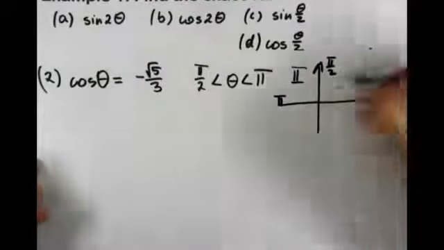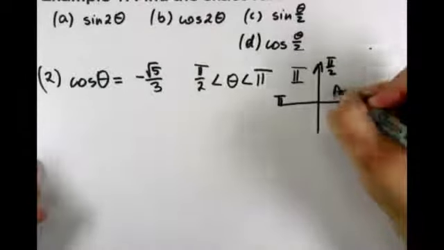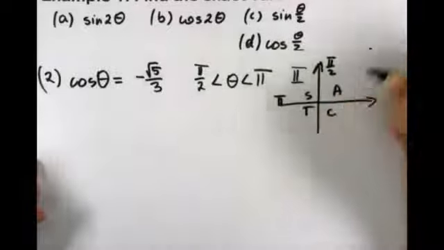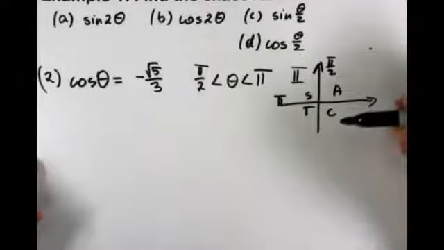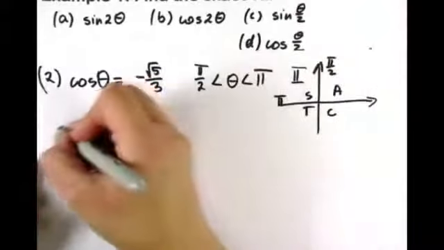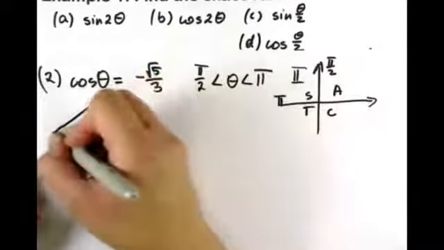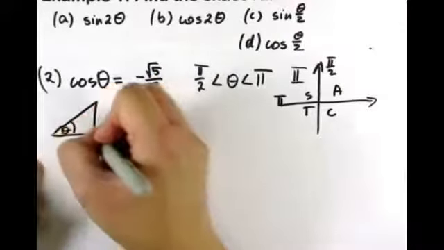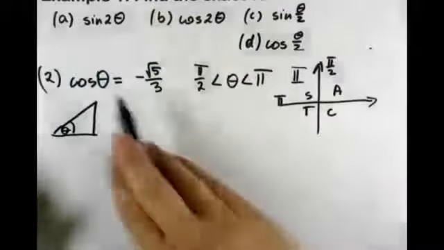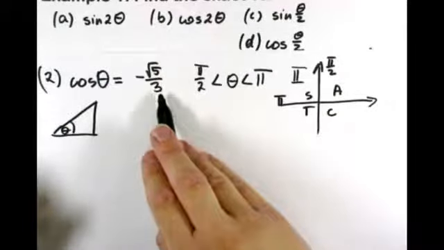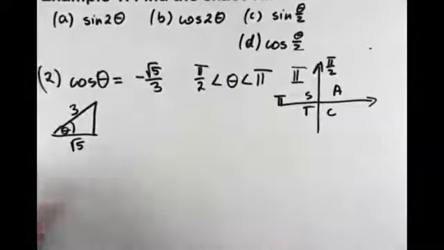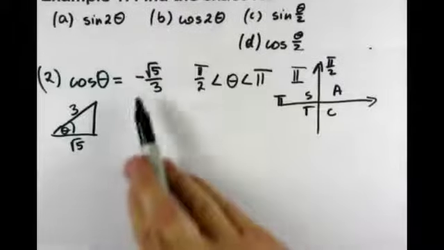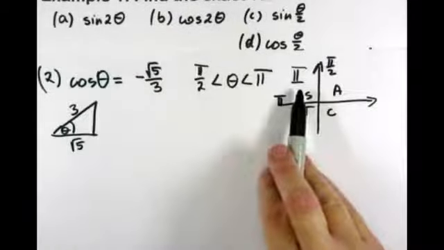In the second quadrant, as we go with the story, add sugar to coffee: only sine is positive, cos is negative. So we will need the sine value. I draw my triangle, I put theta. We know that cos is adjacent over hypotenuse. So adjacent is root 5, hypotenuse is 3. I do not worry about the minus. Minus I will choose according to quadrant.